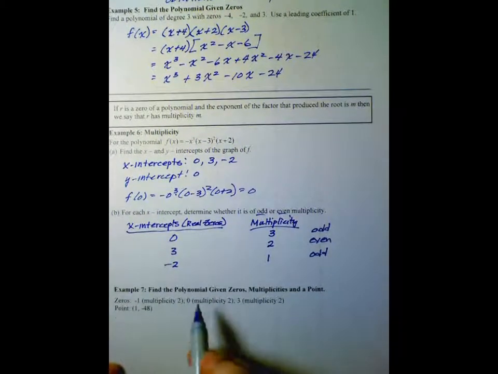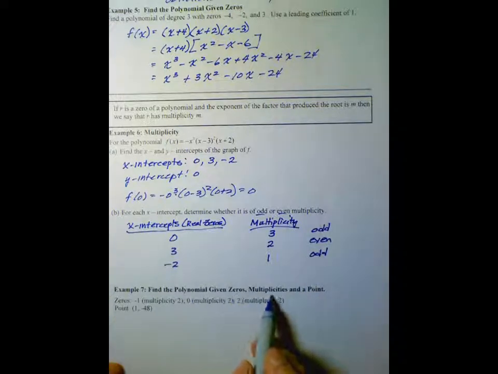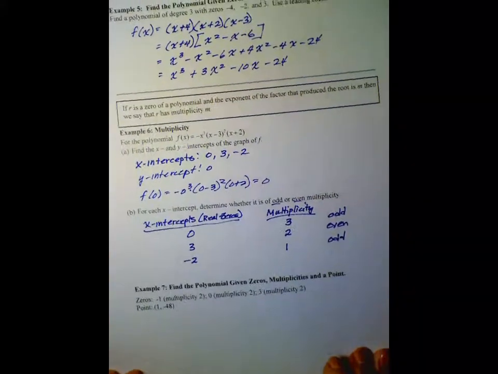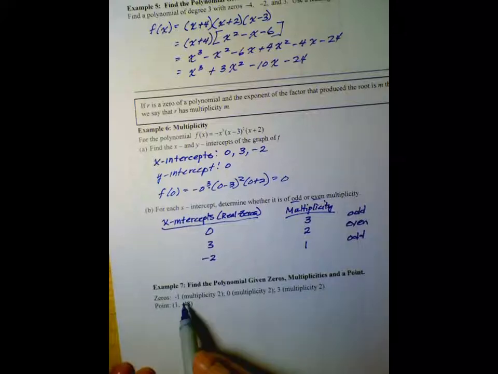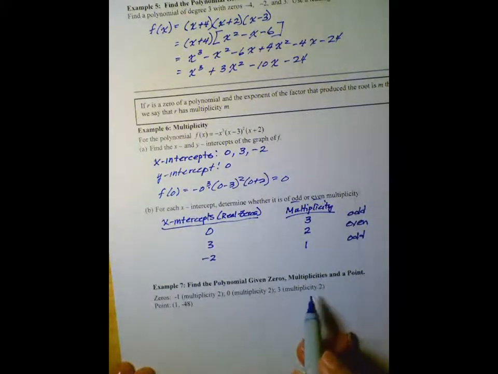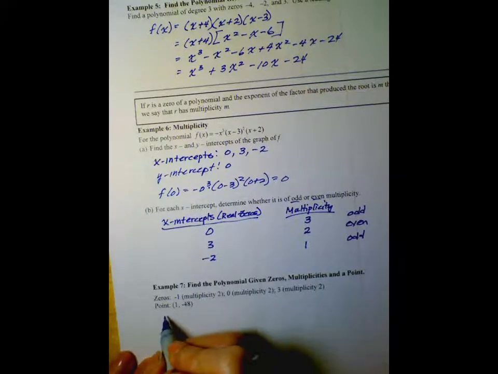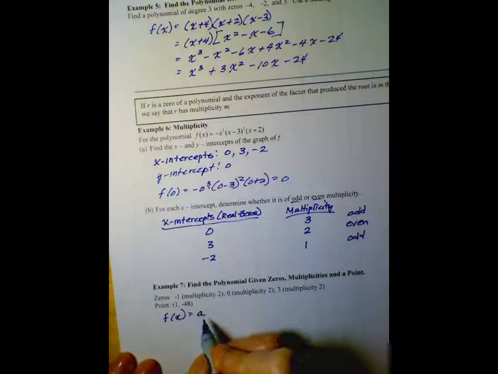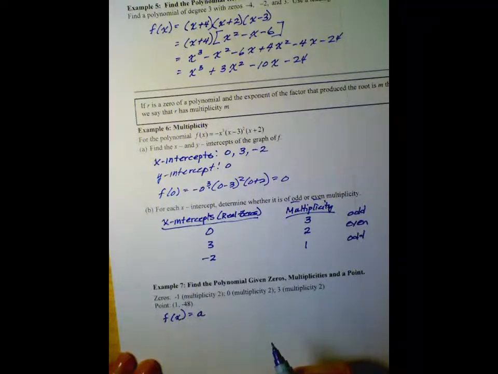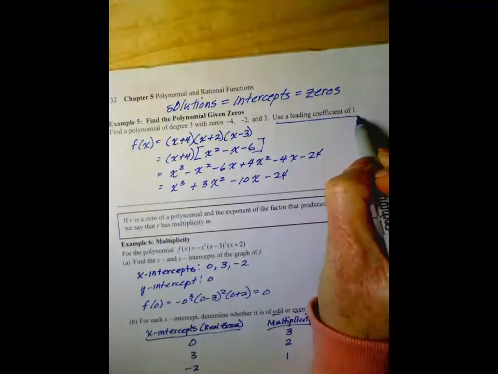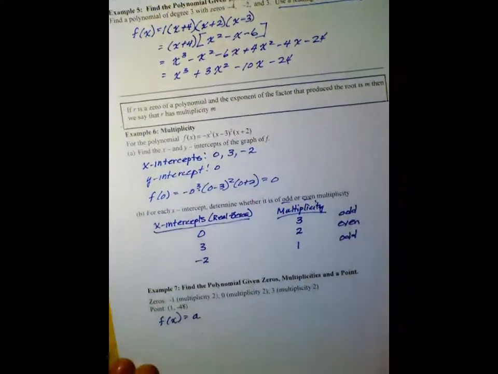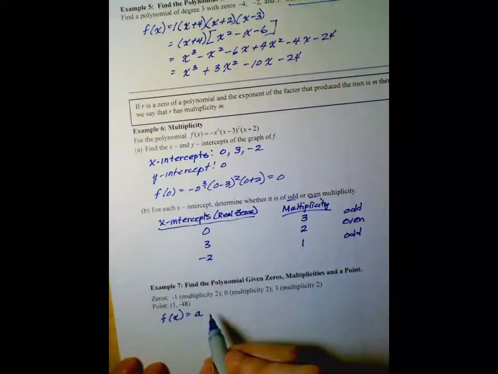Okay. Find the polynomial given zeros, multiplicities, and a point. So we're going to actually write what the polynomial looks like. Get this straight. They've given us the multiplicities for the zeros and a point on this polynomial function. So let's start with f of x equals. We don't know what the leading coefficient will be, so we'll call it a. Remember in the earlier example, they said just use a leading coefficient of 1, and we did. We could have just written 1 right there and ended up with the same thing. But here they're not telling us that, so we better account for it could be something else.